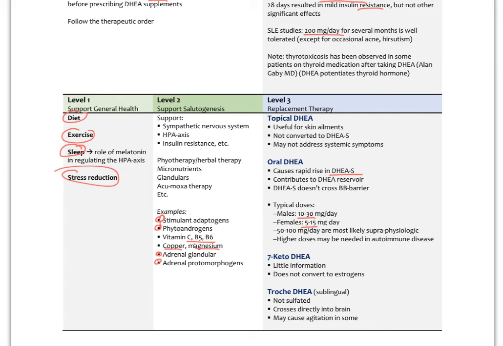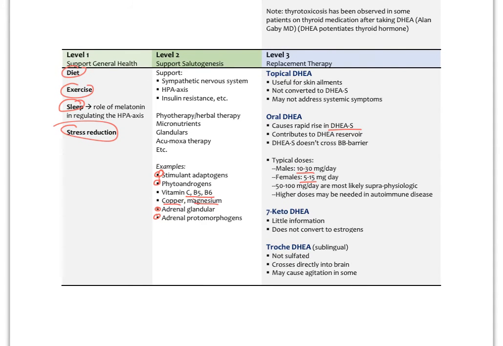7-keto DHEA, little information on this, but it doesn't convert to the estrogens, so we think of that being potentially beneficial. And then there is a sublingual form of DHEA. It's not sulfated. This acts directly in the brain, but that's been shown to actually increase agitation in some people. But for real chronic fatigue, low motivation, low mood, all that sort of thing, with maybe evidence of low DHEA in the body, that might be something to consider. All right, so that's DHEA treatment.